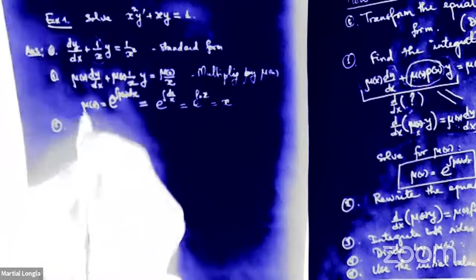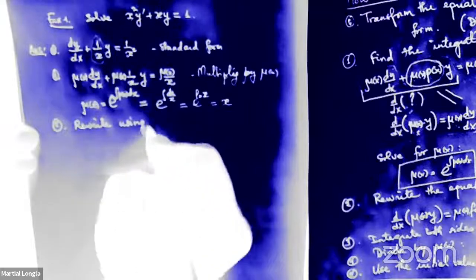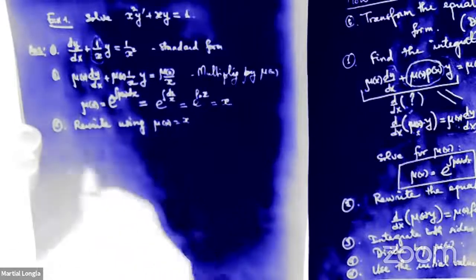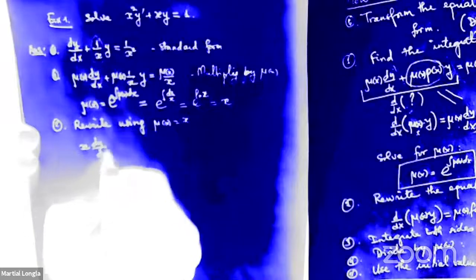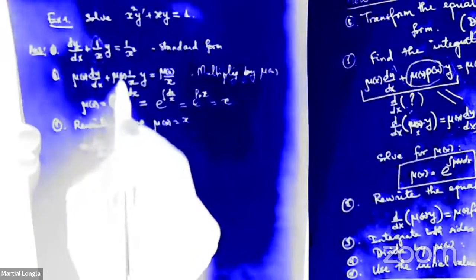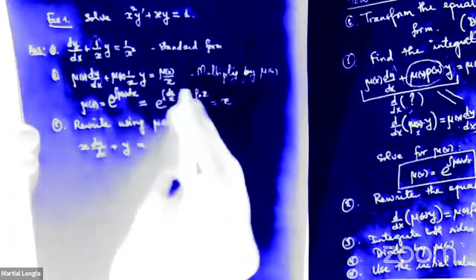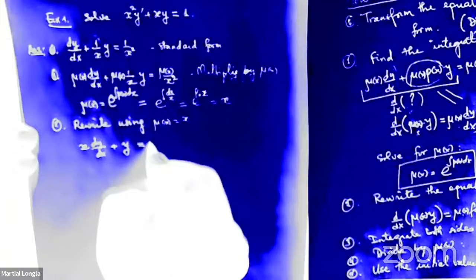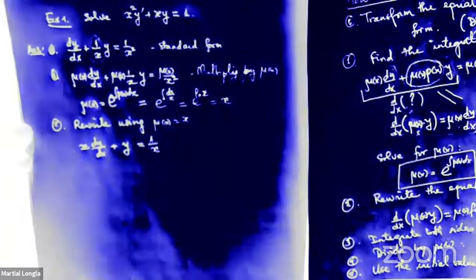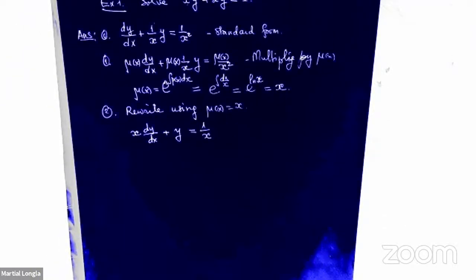And so we got x, and the next step says rewrite the equation using mu of x equals x. That's what we got. So when we rewrite this, that becomes x dy over dx plus, and then mu of x is x, x over x, that's 1, plus y equals, and mu of x is x, so that's x over x squared, that's 1 over x, right? So this is what we get, and all we need to do now is to finish integrating the problem.